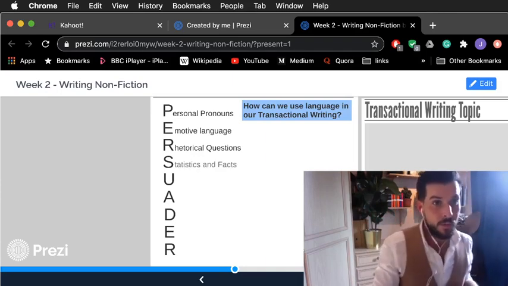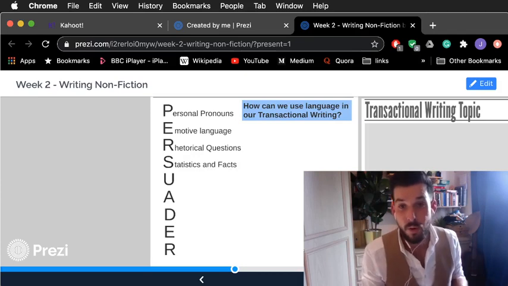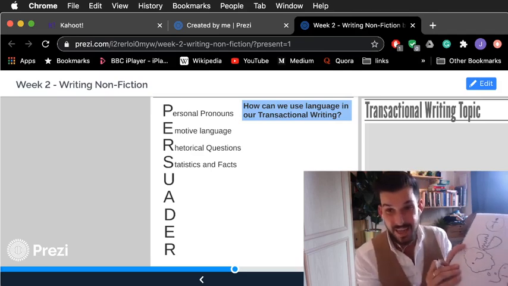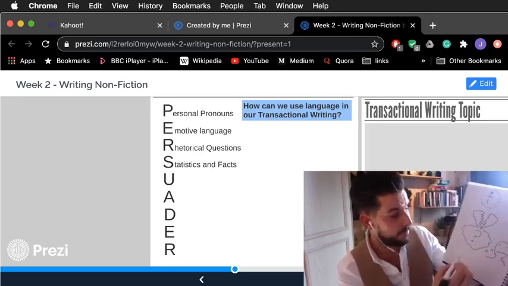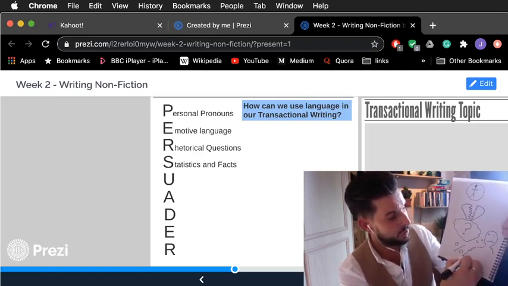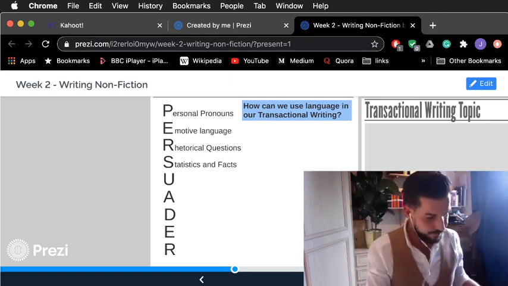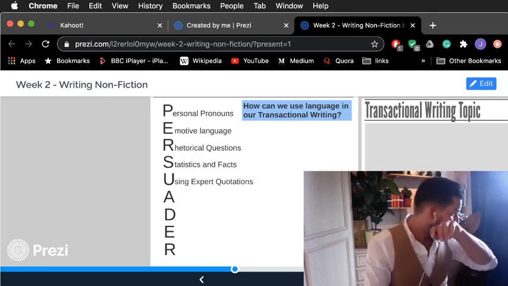The next one, statistics and facts, okay? Statistics and facts are so important to your transactional writing. I'm going to talk about their importance at the end as well. So for statistics and facts, take your choice. What do we use for statistics? Maybe we could bring our maths in and do a math symbol. Maybe I could do a percentage sign, or you could do a pound sign or something like that, okay?